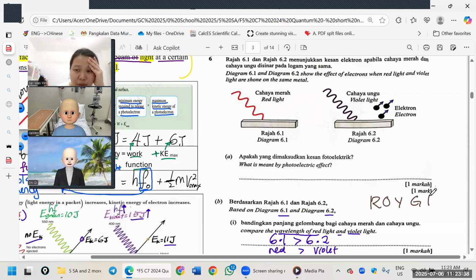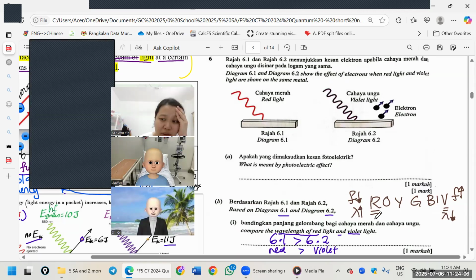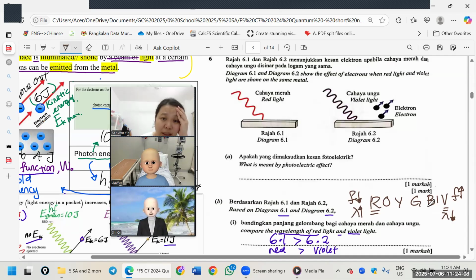Roy G. Biv. So red has the longest wavelength but the smallest frequency. Violet has the shortest wavelength but the greatest frequency. Then let's say I didn't remember this. How can anyone tell?